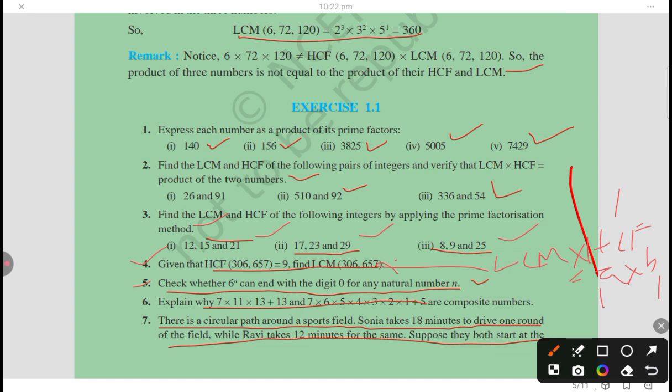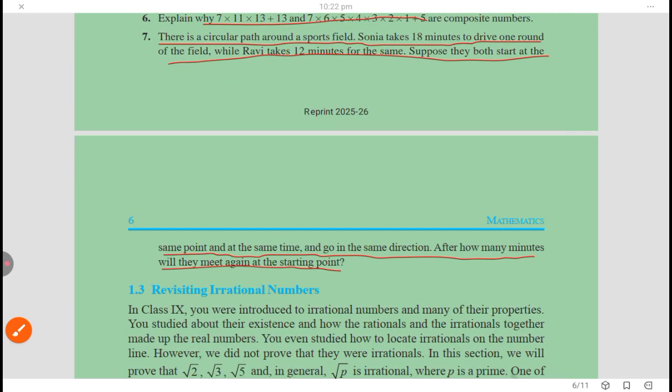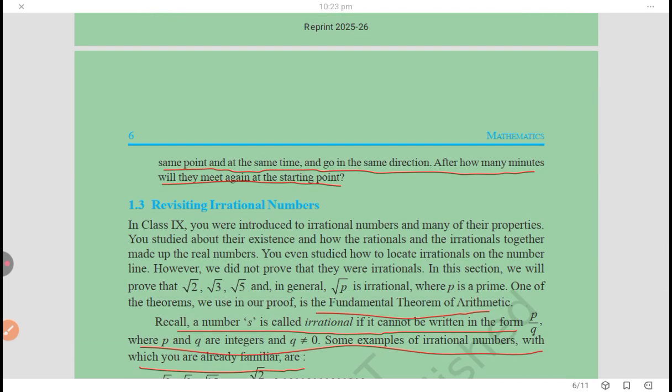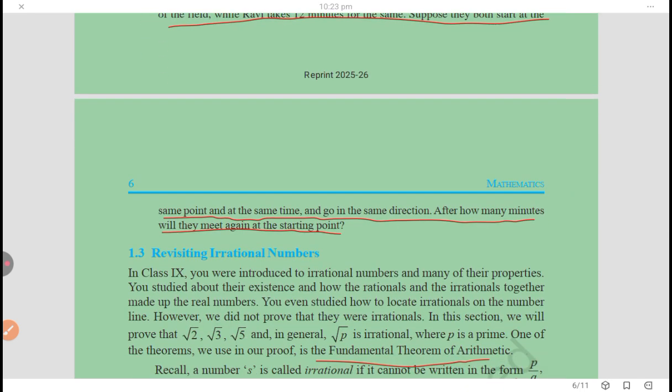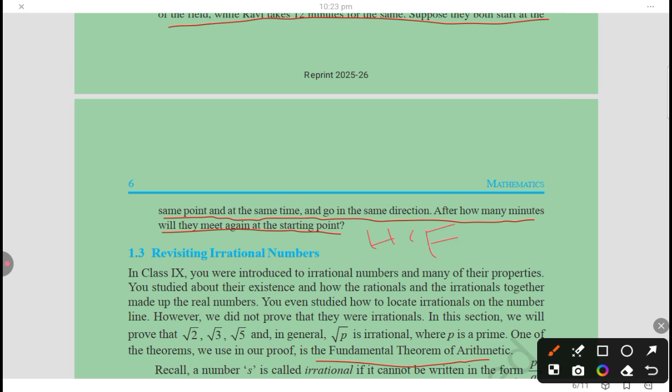Another question. There is a circular path around a sports field. Sonia takes 18 minutes to drive one round of the field, while Ravi takes 12 minutes for the same. Suppose they both start at the starting point at the same time and go in the same direction. After how many minutes will they meet again at the starting point? Find the LCM. Okay?